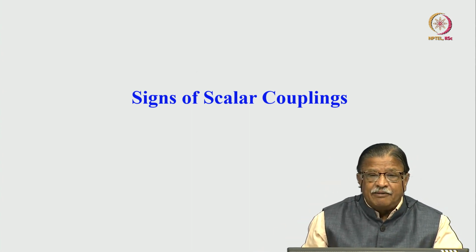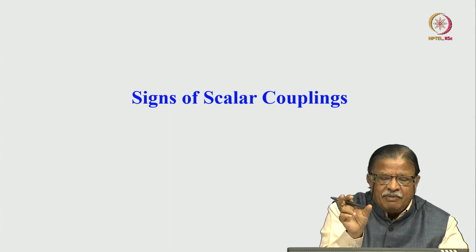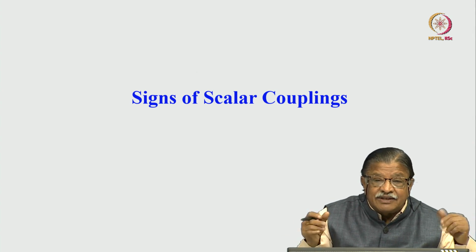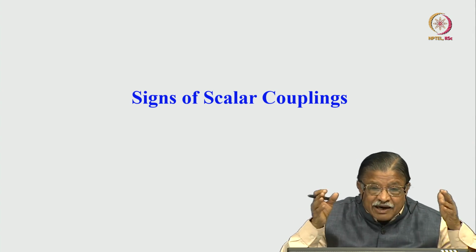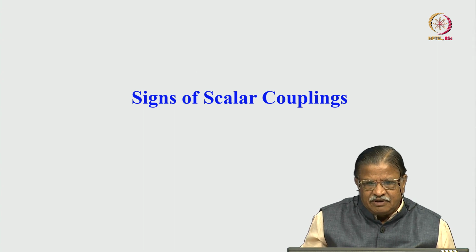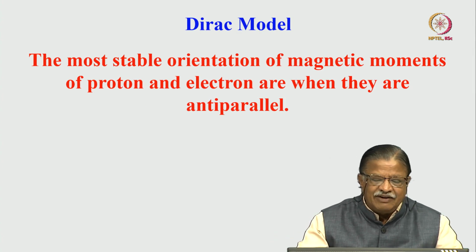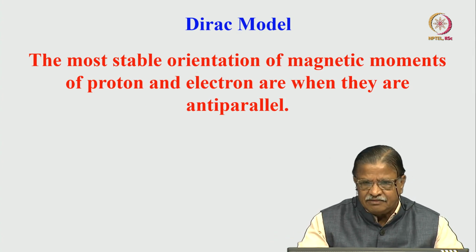But when there is a splitting, I measure the separation, but that does not give me the sign of the coupling. How do I know what is the sign of the coupling? How does the spectrum get reflected when the sign of the couplings are different? This is what we will try to understand now to proceed further. For that we follow what is called the Dirac model.